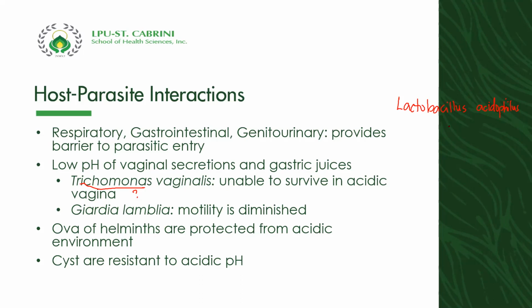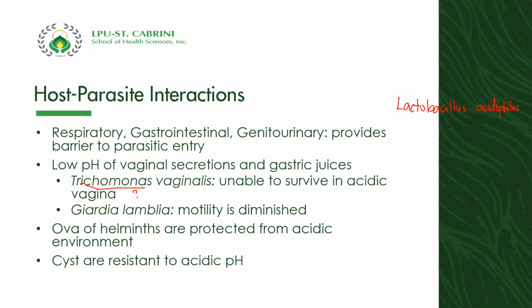However, there are cases when this normal flora becomes insufficient in colony. That is an opportunity for other microorganisms to invade and make the vaginal pH alkaline. That is why Trichomonas vaginalis is able to survive in the vaginal area, because the pH becomes alkaline.